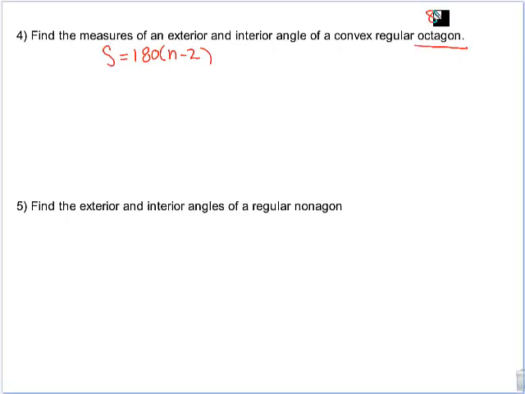This is an octagon, so we have 8 sides. So what would we have to times 180 by? Not 8. By n minus 2. What would be 8 minus 2? 6. Okay, what's 180 times 6? 1,080. Now, that's the sum.